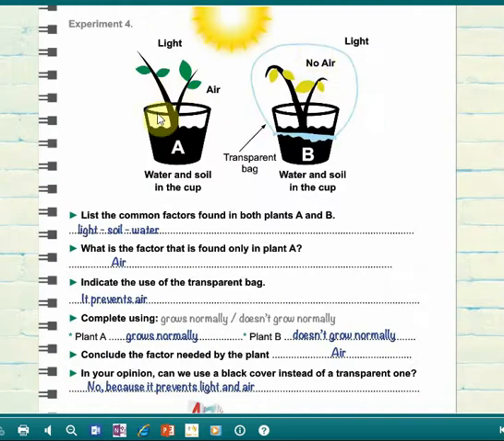And finally, we are going to make the fourth experiment in order to discover the fourth factor needed by the plant to stay alive. Let's observe this experiment. Here we have plant A and here plant B. Okay? Plant A is placed in a cup with water and soil. This cup has water and soil. And plant B too, we placed it in a cup with water and soil. And the two plants are put in sunlight.